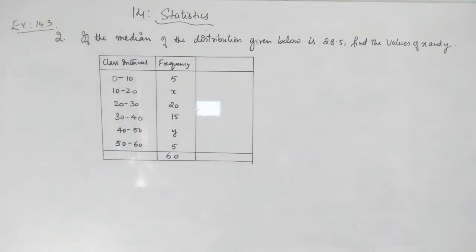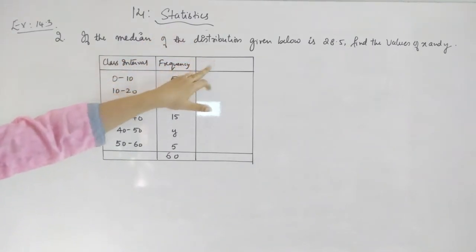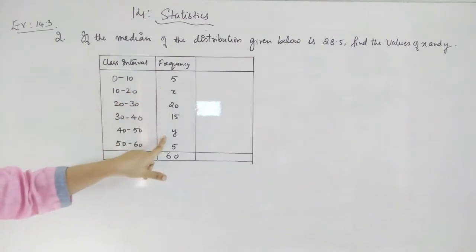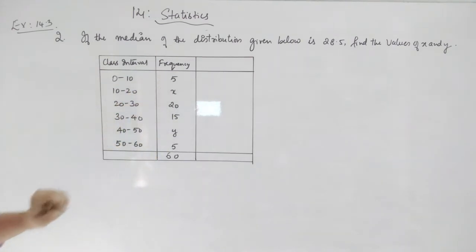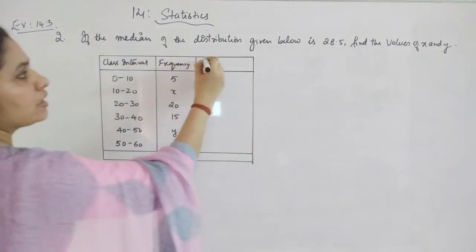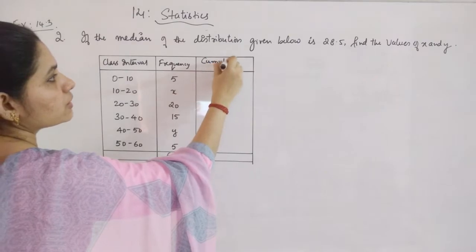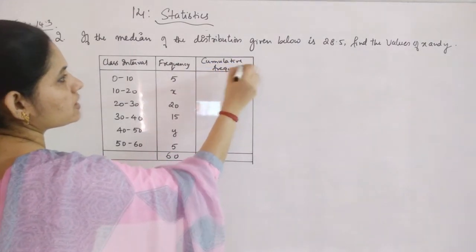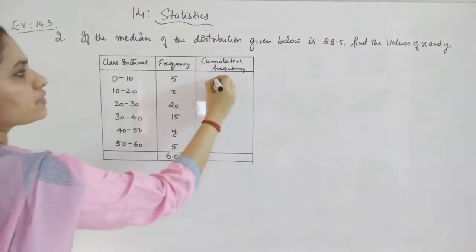Question number 2 is, if the median of the distribution given below is 28.5, find the values of x and y. So median is already given in the question. You have to find out the unknowns x and y in the frequency table, right? So for that, first thing which we have to get is cumulative frequency for median. Normally we will make a column which is cumulative frequency. Frequency, first one is 5.